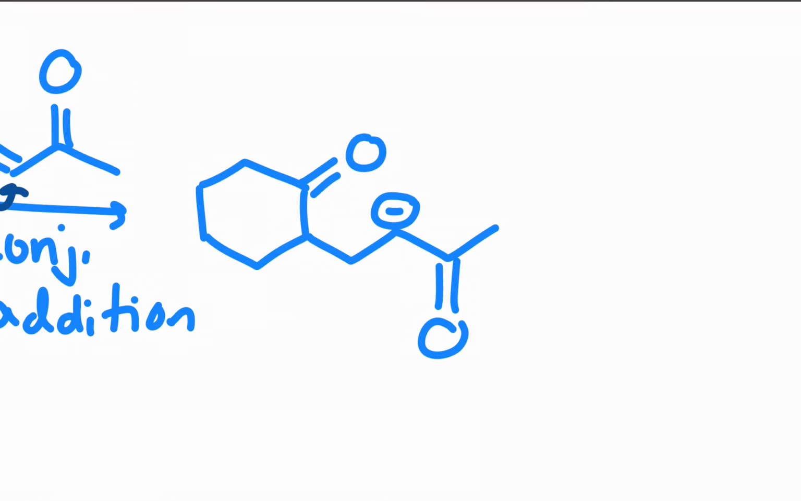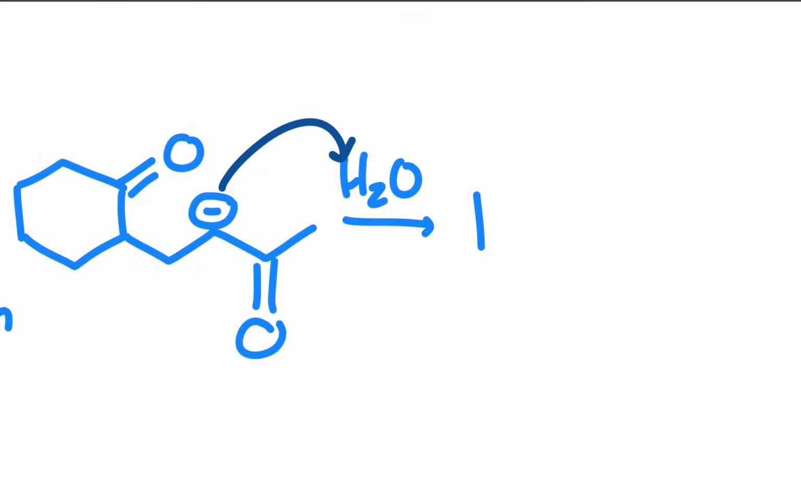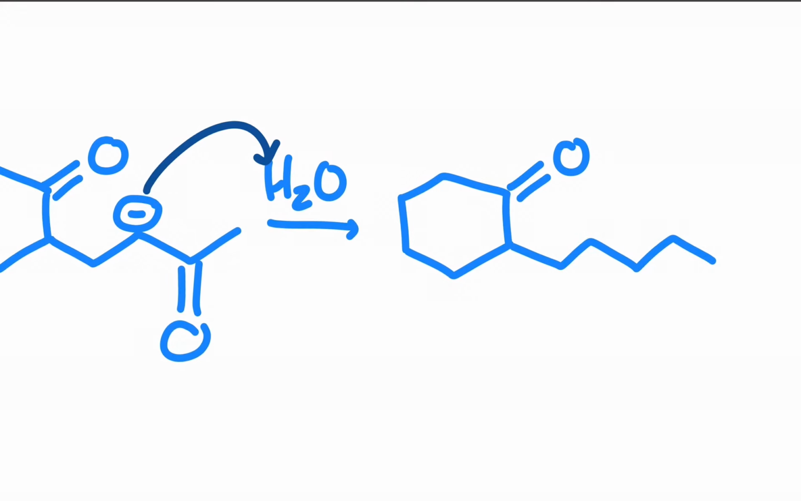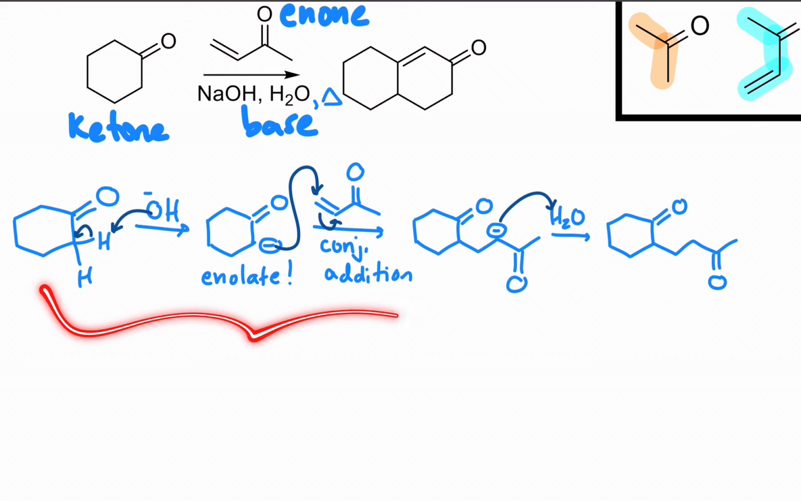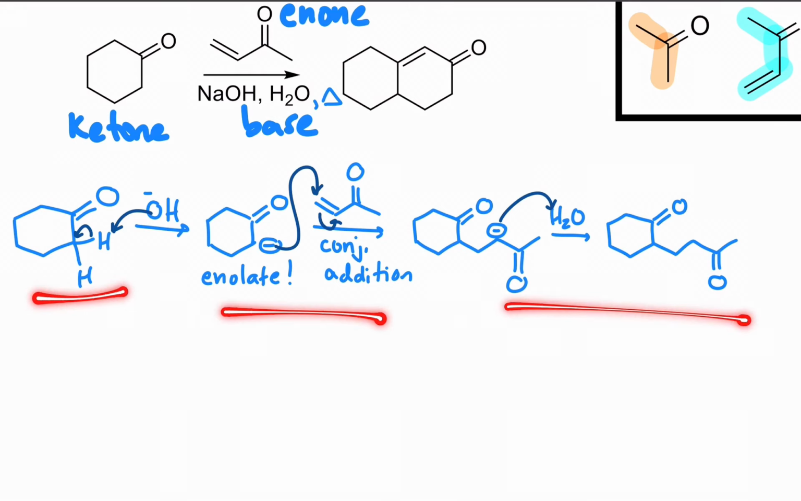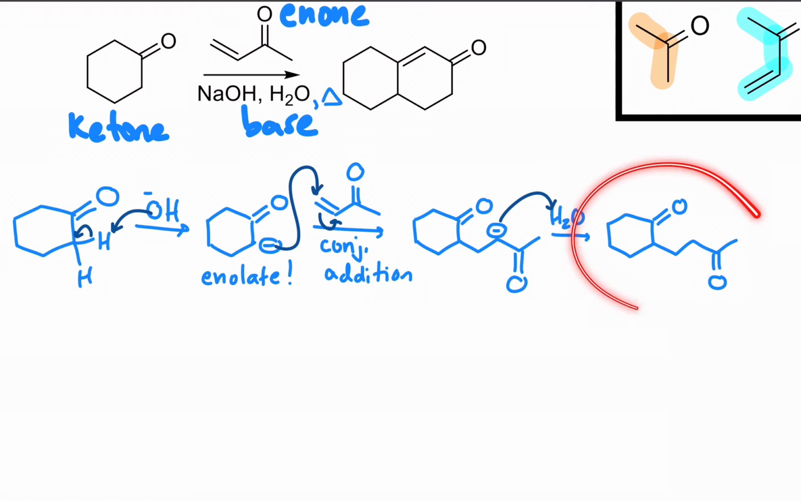This, just like any other conjugate addition, will pick up an H from some acidic source. We have water in this case, so I'll protonate the enolate. Whoop, 1 too many carbons. And then I get a neutral diketone. So that right there is the conjugate addition part. You form the enolate, it attacks the enone, and it protonates, and you get your intermediate.